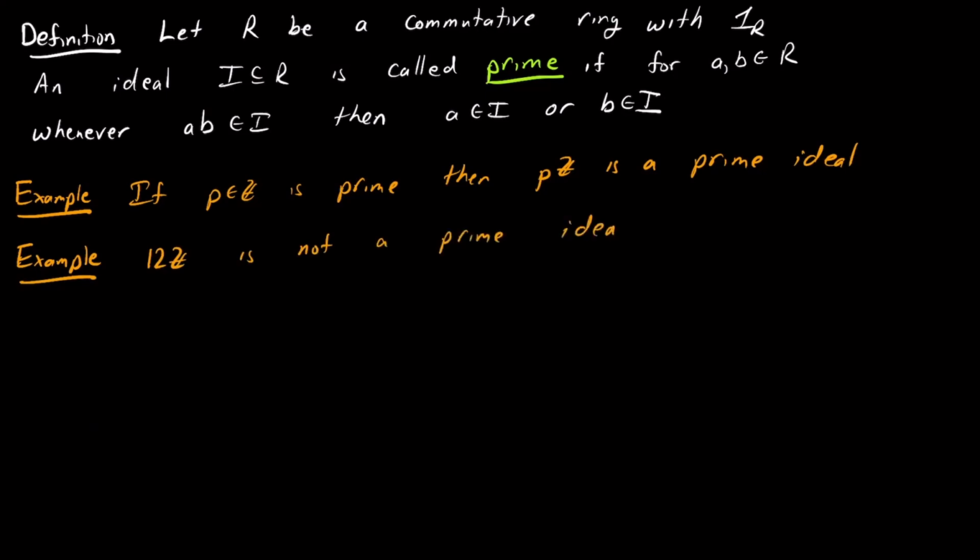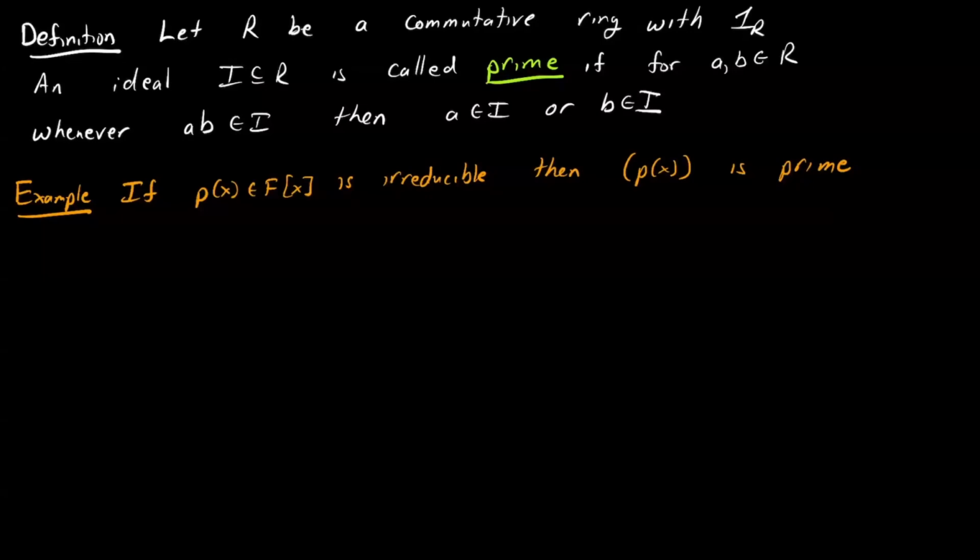And the question you might ask is, well, why is this not a prime ideal? Well, I know, for example, that 3 times 4 is an element of 12Z, but 3 is not an element of 12Z, and 4 is not an element of 12Z. Okay, so 12Z is not a prime ideal, and the same argument can be made for any composite number. So the multiples of any composite number are not going to give us a prime ideal.